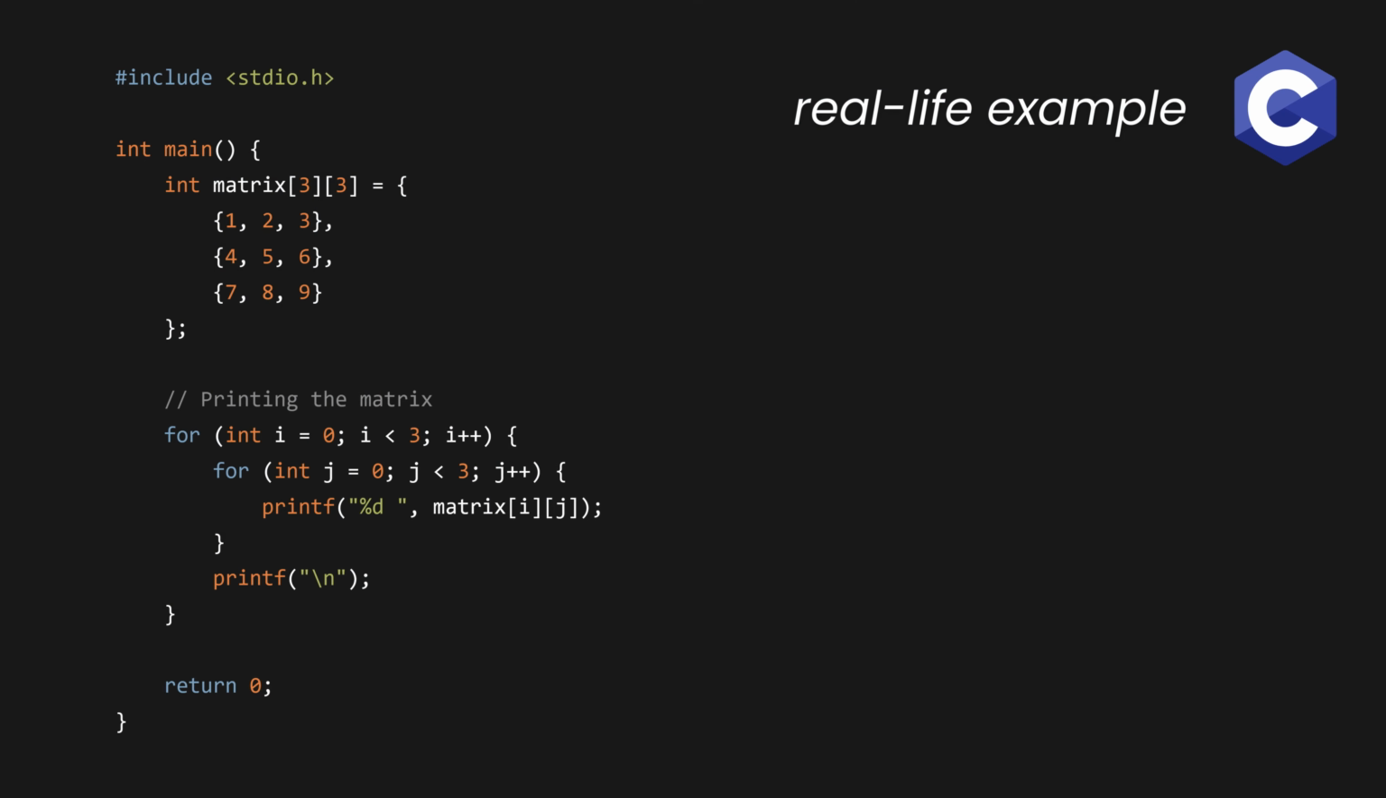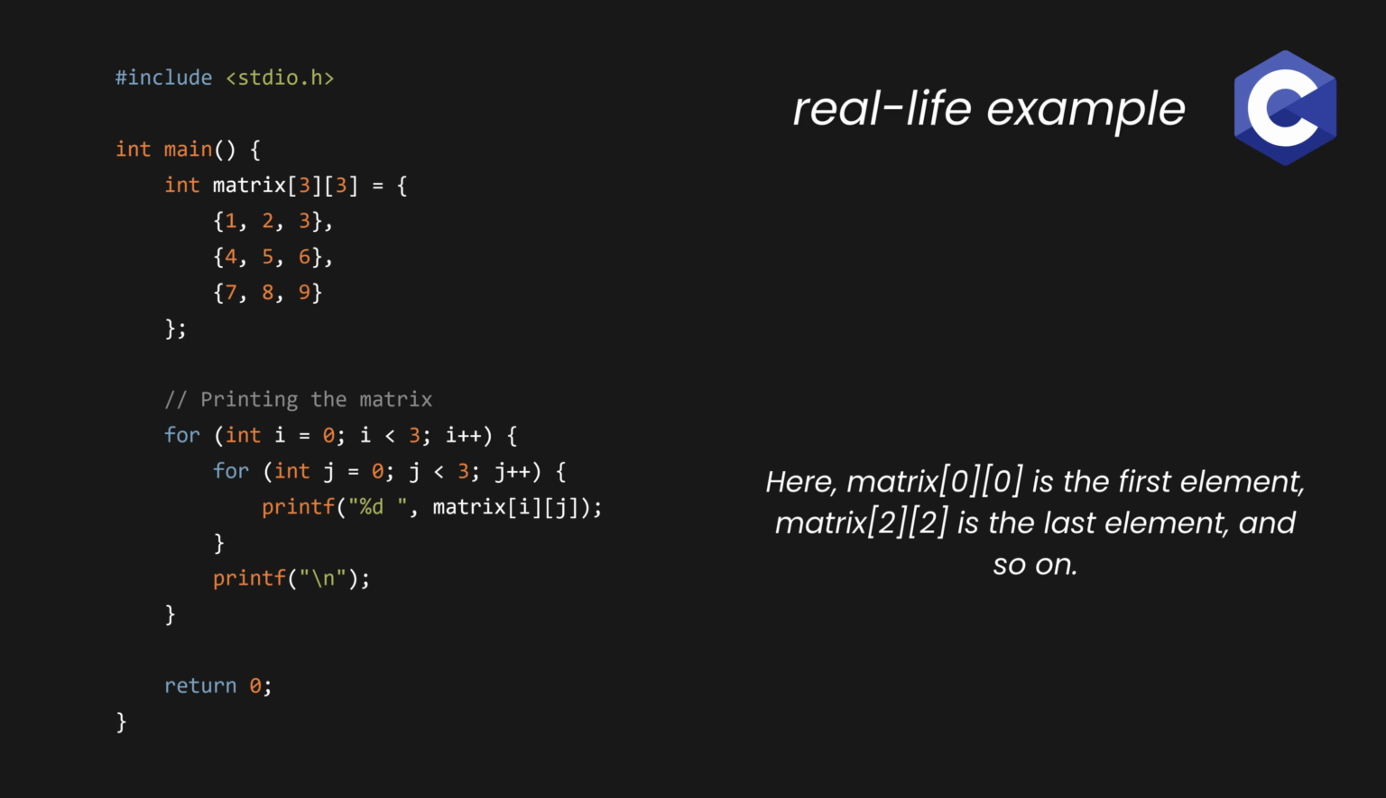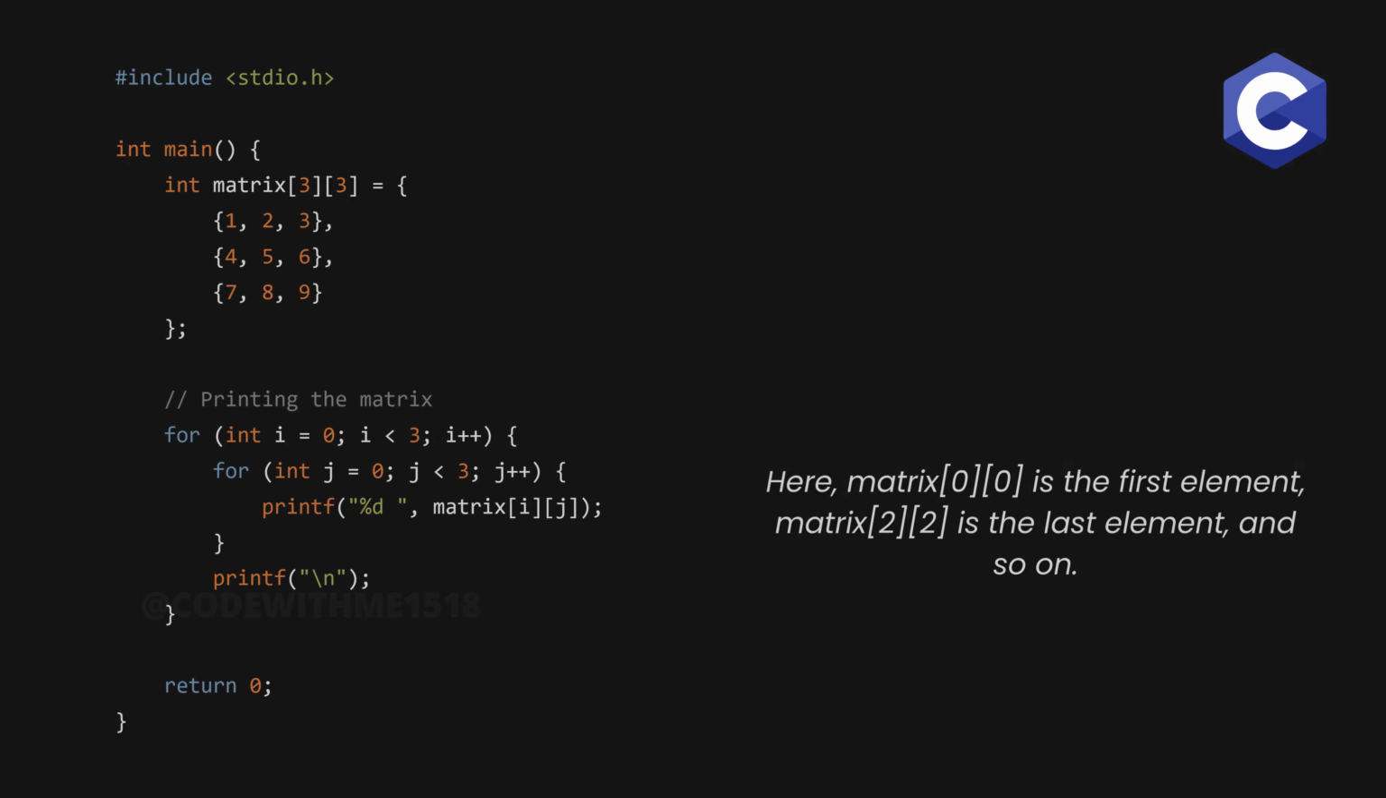#include <stdio.h>, int main, int matrix[3][3] = {{1, 2, 3}, {4, 5, 6}, {7, 8, 9}}; // printing the matrix: for (int i = 0; i < 3; i++), for (int j = 0; j < 3; j++), printf("%d", matrix[i][j]); return 0. Here, matrix[0][0] is the first element, matrix[2][2] is the last element, and so on.